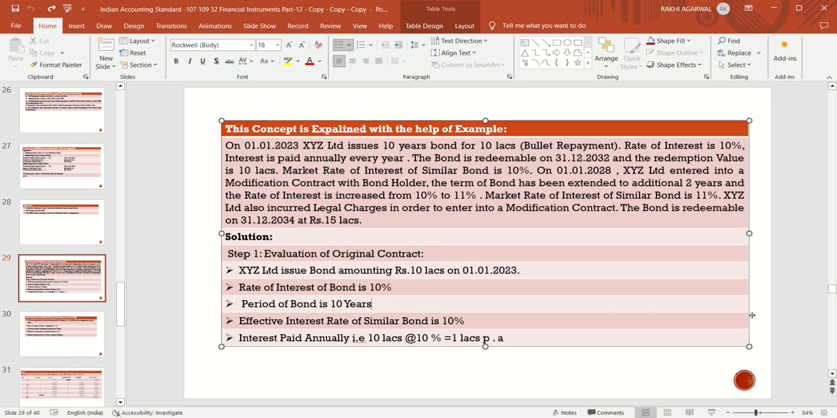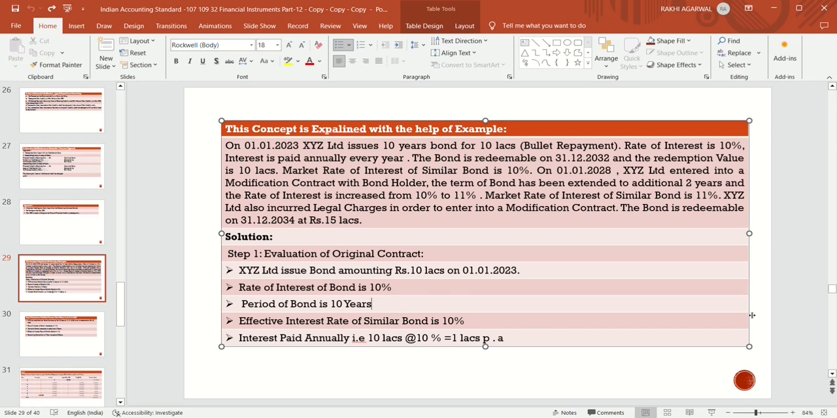He had extended the period from 10 years to 12 years, and he also increased the interest rate from 10 to 11%. And at that time, when he entered into a modification contract, they incurred some legal charge, and the bond is redeemable at rupees 15 lakhs. So there is a change in contract. The contract is modified, or a restructuring happens. Now we will check whether this restructuring is substantially modified or not.